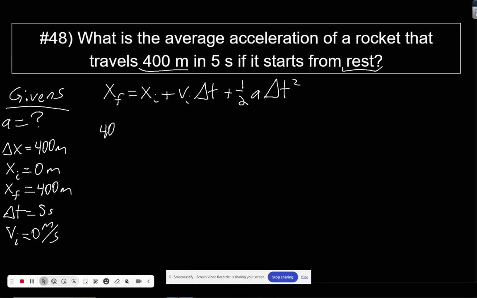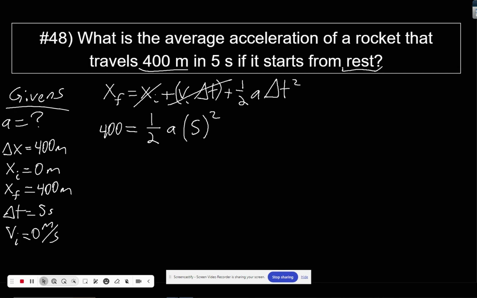So XF, we got 400. XI, initial position, is 0, so that just goes away. Initial velocity is also 0, meaning this whole term here, 0 times time, is going to be 0. So that whole thing goes away. So then I can go to the right. 1/2 A, I don't know what that is. I'll leave that as A, times 5 squared.